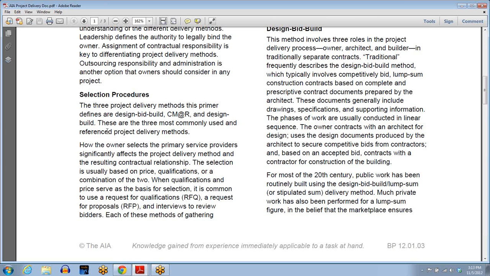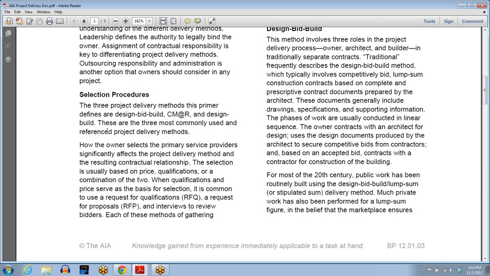These are the 3 most commonly used, not necessarily for churches, because CM@risk may be the one that is used the most. I'll give you the numbers. Traditional is used maybe 60 to 65% of the time. Design build is used 30 to 35% of the time. Some say up to 40%. It's become much more popular in the last 20 years. And then construction management is used 1 to 5% of the time. Some would say maybe 5 to 10.